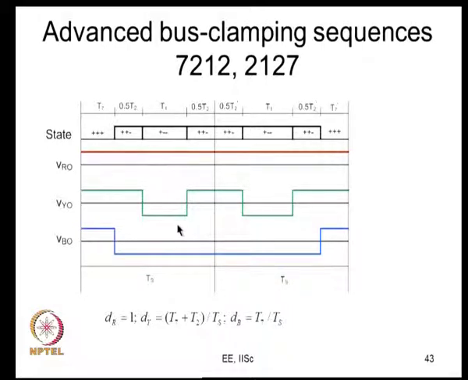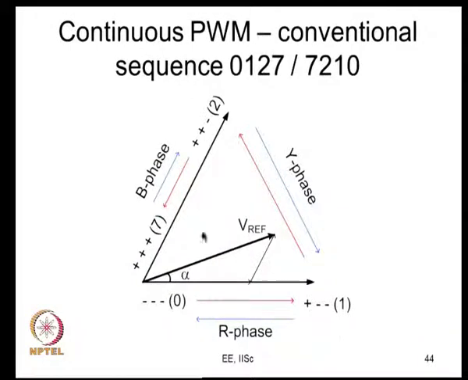If Y phase current is greater than R phase current, this may be a disadvantage. Now, this is the same thing where I have shown the sequences like this. If it is conventional, you go around and you come back. This is the conventional space vector PWM, any continuous PWM.